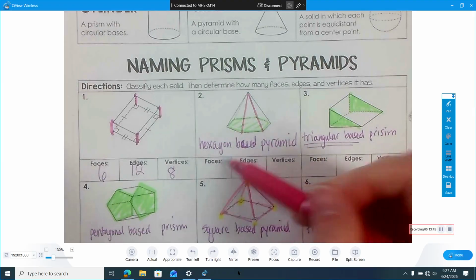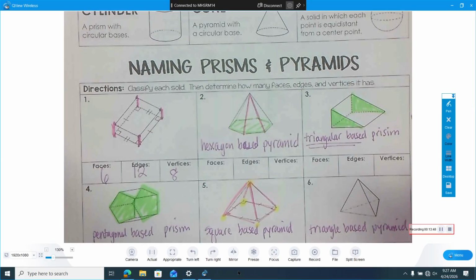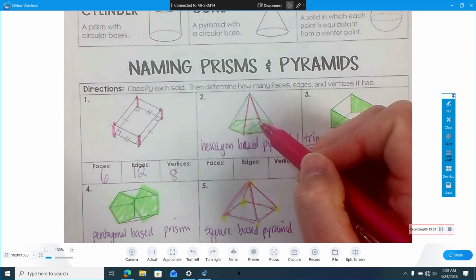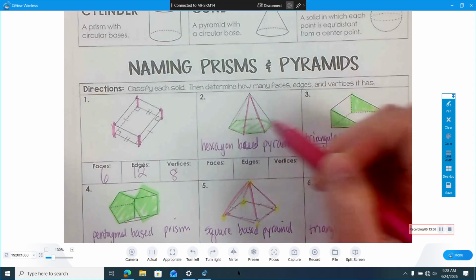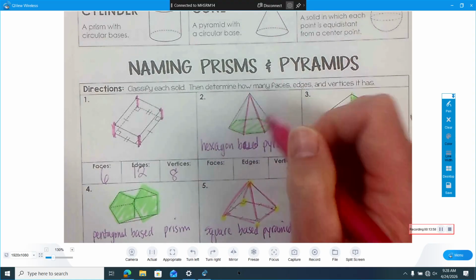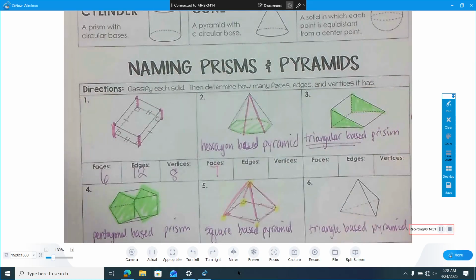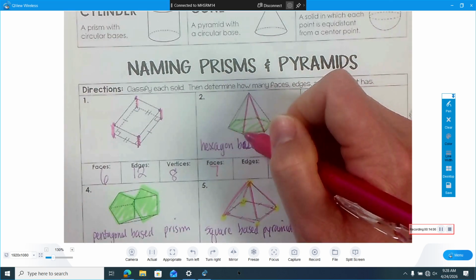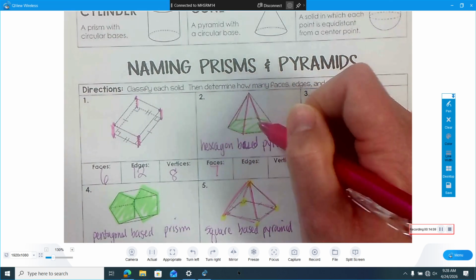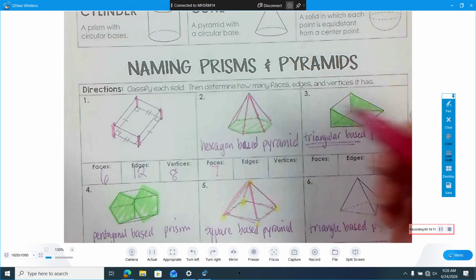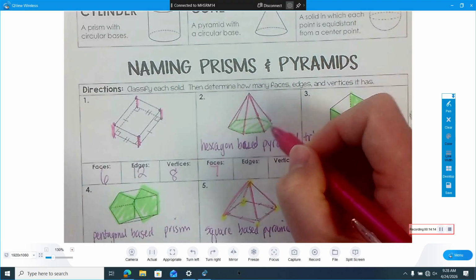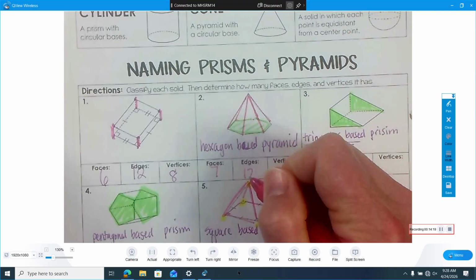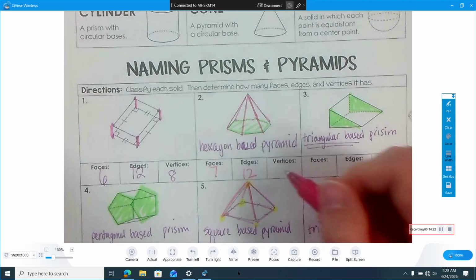All right, how many faces on number 2? 7. So there are 6 triangular faces, 1, 2, 3, 4, 5, 6, because we have a hexagon. And then the hexagon makes 7 faces. Let's see. So we're going to have 1, 2, 3, 4, 5, and 6 edges on top. And then how many edges on the bottom? Another 6, yeah. So there would be 12 edges. How many vertices?